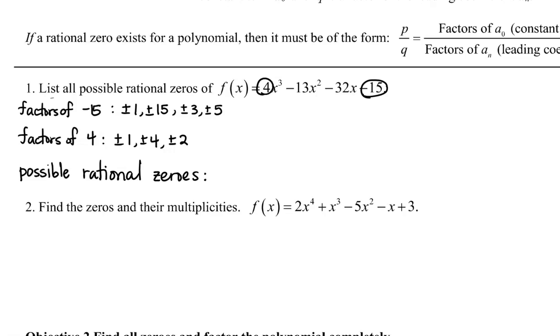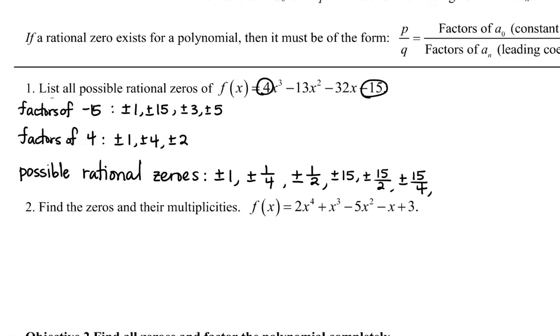We form this list by taking a number in the first list and dividing it by a number in the second list. So for example, if I were to take 1 and divide it by 1, I would get plus or minus 1. If I were to take 1 and divide it by 4, I would get plus or minus 1/4. And if I were to take 1 and divide it by 2, I would get a positive 1/2 and a negative 1/2. Now we'll do the same thing by moving on to the second number in the first list. We'll take the 15, divide it by 1, divide it by 4, and divide it by 2, which gives us plus or minus 15, plus or minus 15/2, and plus or minus 15/4.